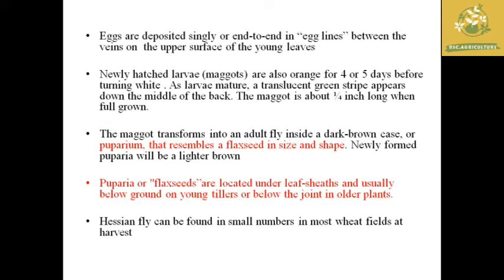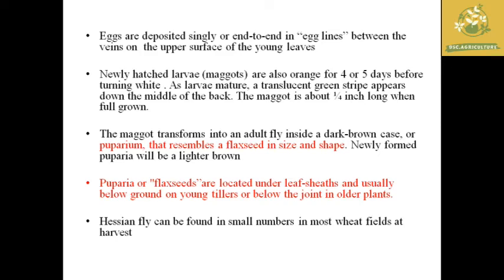And seeing about the other characteristics, the eggs are deposited singly as well as end to end in egg lines, along the veins on the upper surface of the young leaves. And newly hatched larvae are orange for 4 to 5 days before turning white. And the puparium resembles a flax seed in size and shape once the maggot transforms into the puparium. And the puparium, the flax seed, is located below the young tillers or else in the joints of the older plants.